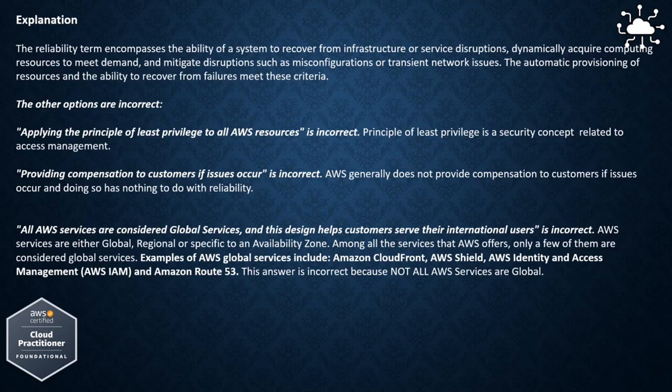"All AWS services are considered global services, and this design helps customers serve their international users" is incorrect. AWS services are either global, regional, or specific to an availability zone. Among all the services that AWS offers, only a few of them are considered global services. Examples of AWS global services include Amazon CloudFront, AWS Shield, AWS Identity and Access Management (AWS IAM), and Amazon Route 53. This answer is incorrect because not all AWS services are global.